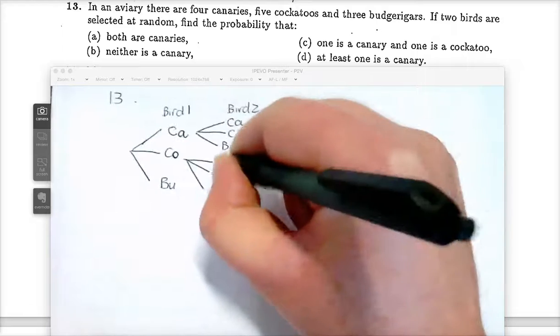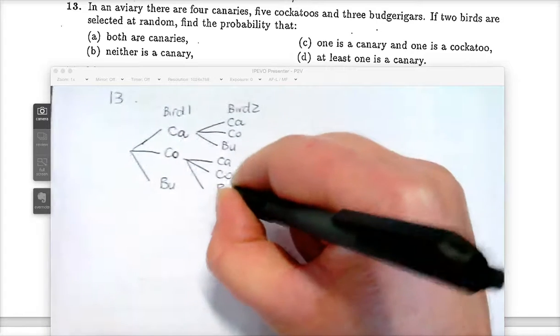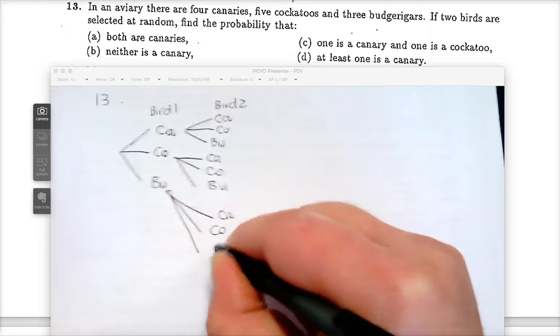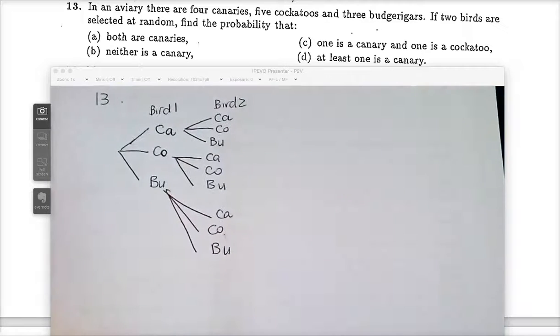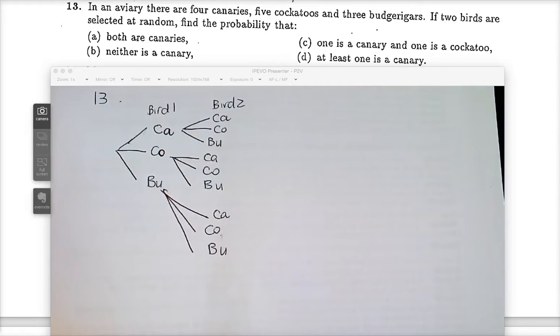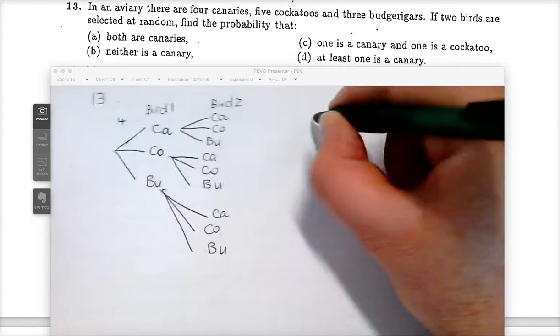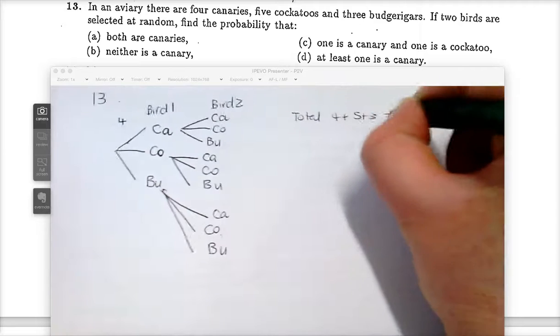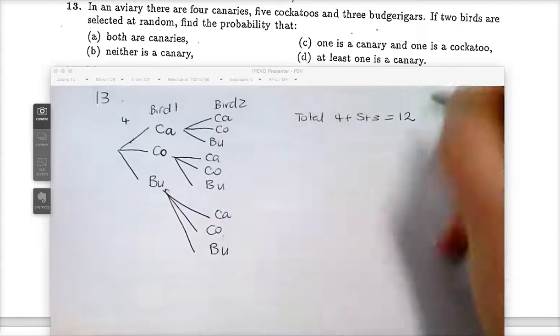It's going to be big. A CA, a CO, or a BU, for each of the first bird's branches. Now, you need to put your probabilities on the branches. We've got 4 out of what? The total is 4 plus 5 plus 3, which is 12 birds.